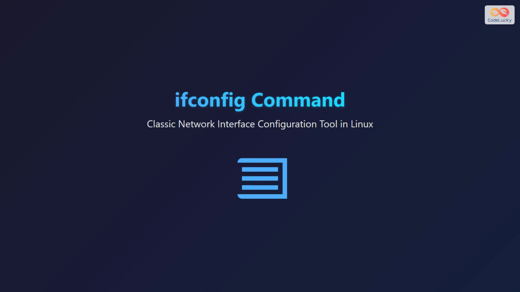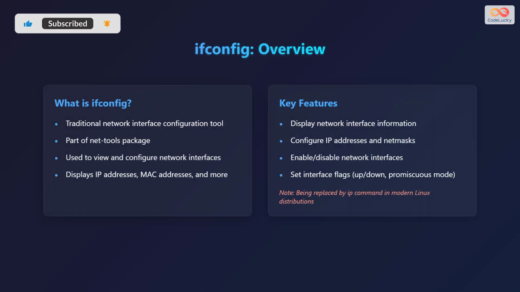The topic of discussion is the ifconfig command. This command is a classic network interface configuration tool, commonly used in Linux operating systems. Let's understand what ifconfig exactly is.